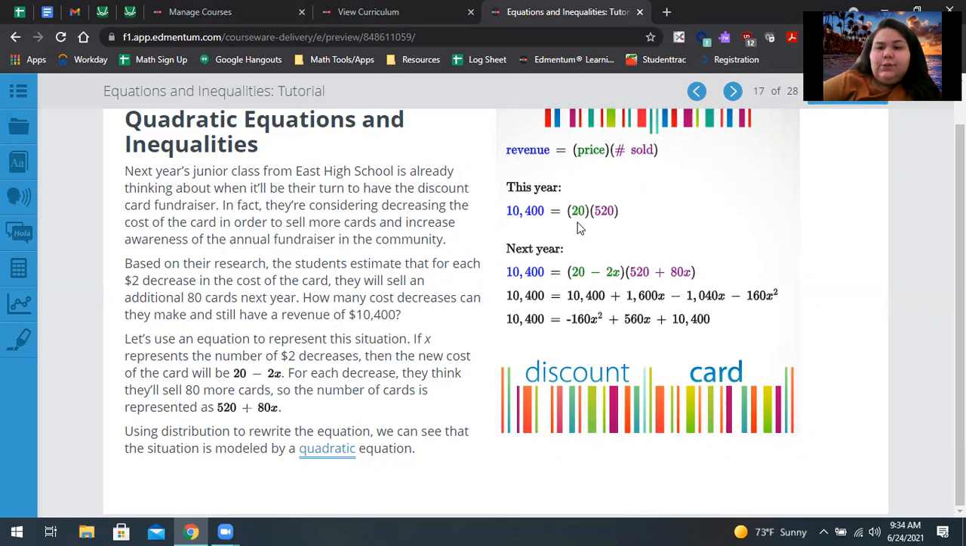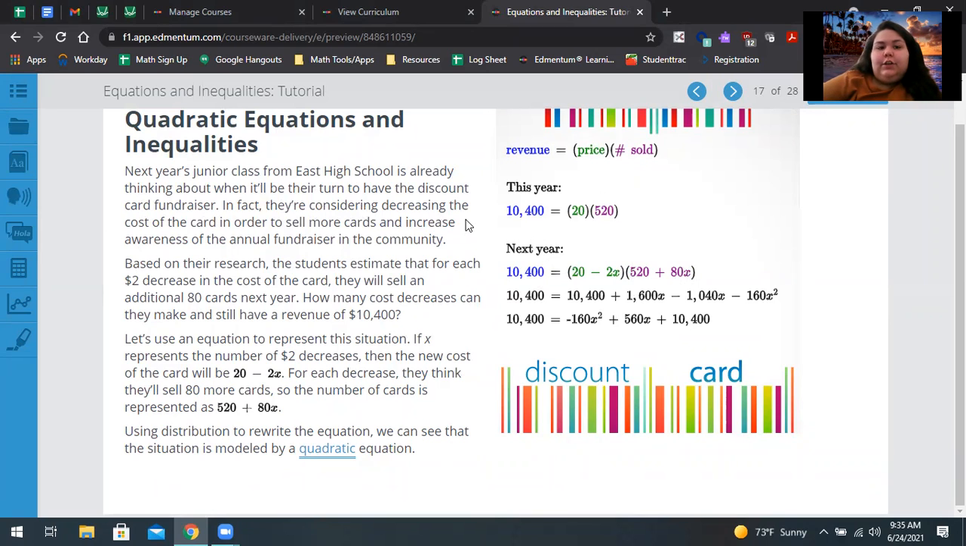So here it looks like the price is 20 and they sold 520 cards. They made a profit of 10,400. The next year they're using the values of, well, let me go ahead and continue reading over here. So next year's junior class from East High School is already thinking about when it will be their turn to have their discount fundraiser.